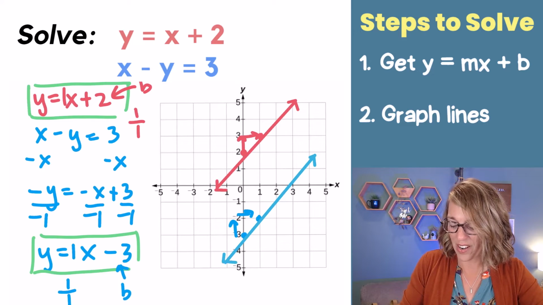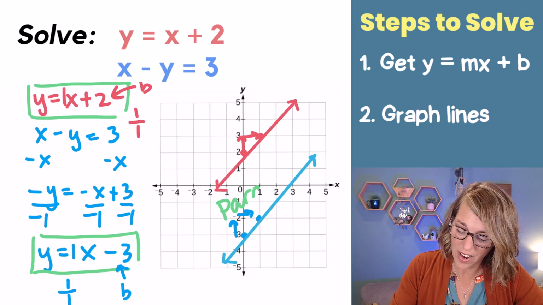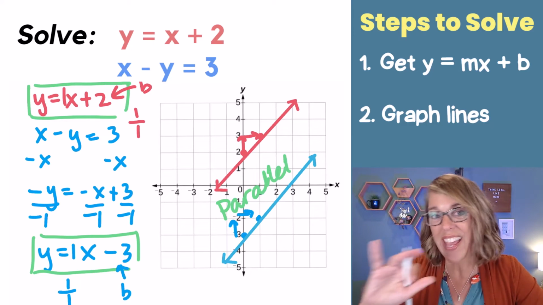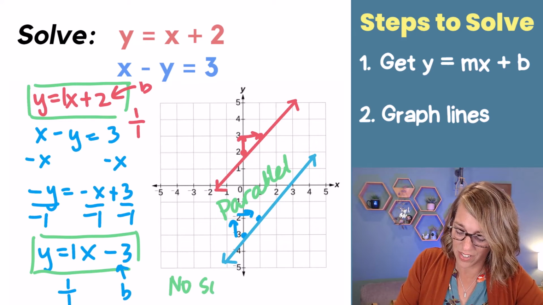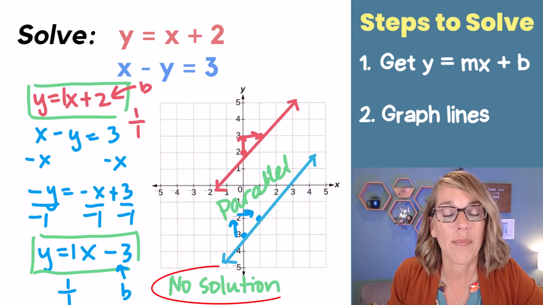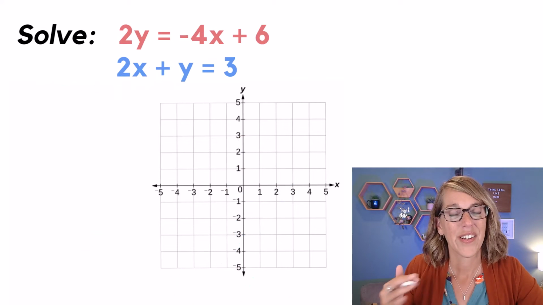These two lines are parallel. Because these two lines are parallel, they are never going to cross, which means they don't have any x, y in common. So we can say that there is no solution. No x and y pair that make both of my equations true. Here comes our next one.